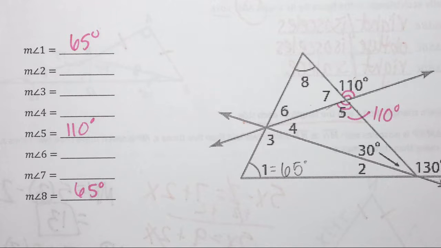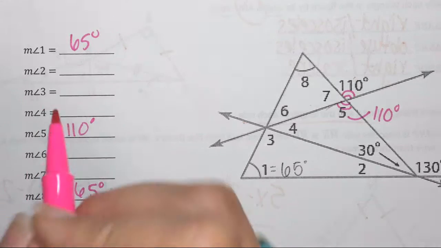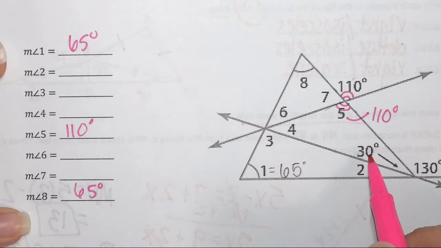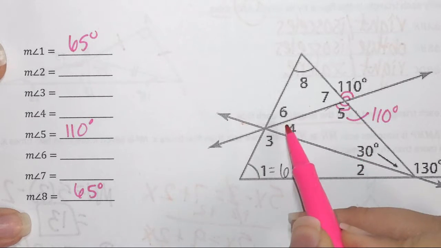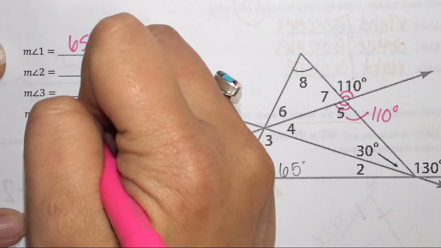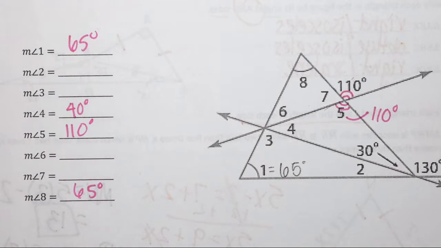Does anybody have angle 4 yet? Brianna? 40? How'd you get 40? You did 110 plus 30, right? And then you subtract it from 180, and you get 40. Okay, awesome. Both of you take a point.